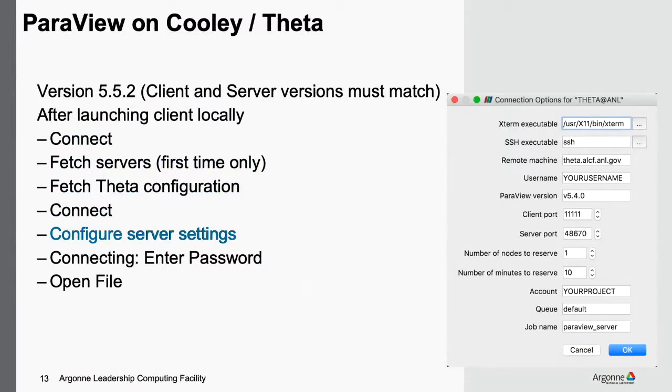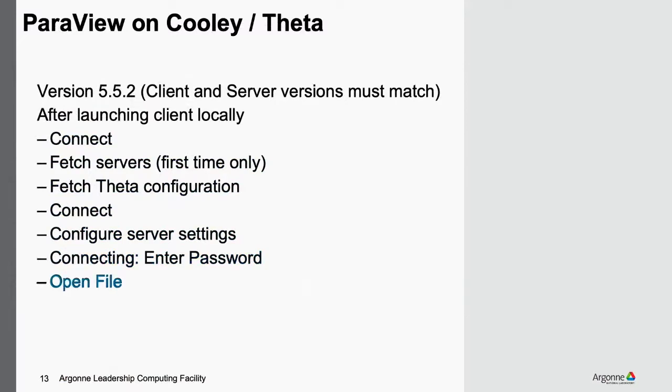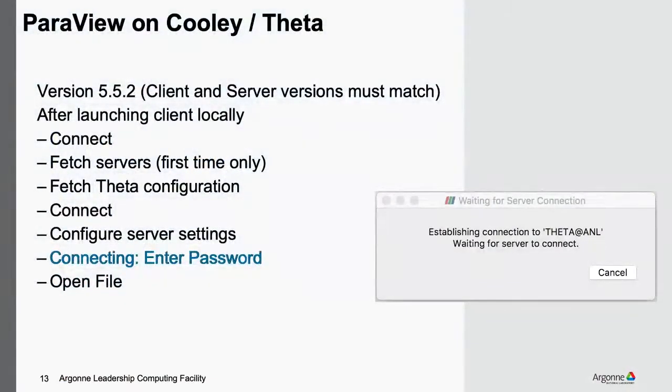And then the other relevant thing right now is that you need to make sure that the path to a local xterm is set. If you're on Windows, there's a similar server config specifically for Windows that you can download when you do that fetch servers step. This is largely for authentication. When you do this, it's going to try to establish a connection to Theta or Cooley, whichever one you're running on, and it's going to prompt you for your one-time password. So you use your crypto key and password to log in there.